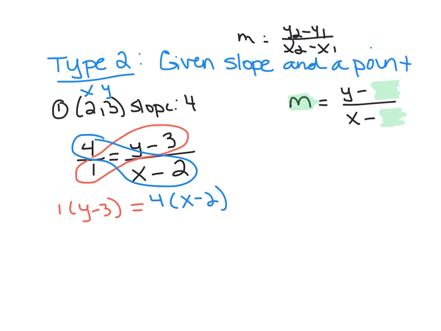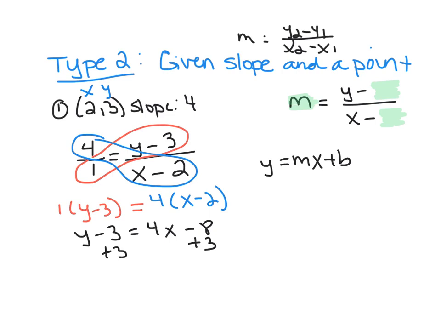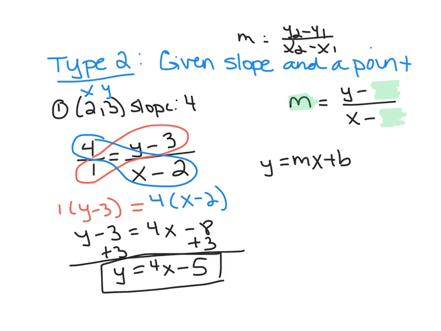Okay, you distribute. So y minus 3 equals 4x minus 8, and you've got to get it into slope-intercept form. Y equals mx plus b, so you just have to rewrite it to get the y alone. So add 3 to both sides. Y equals 4x minus 5, and that's your equation. And then you could even go back and graph this if you had to.